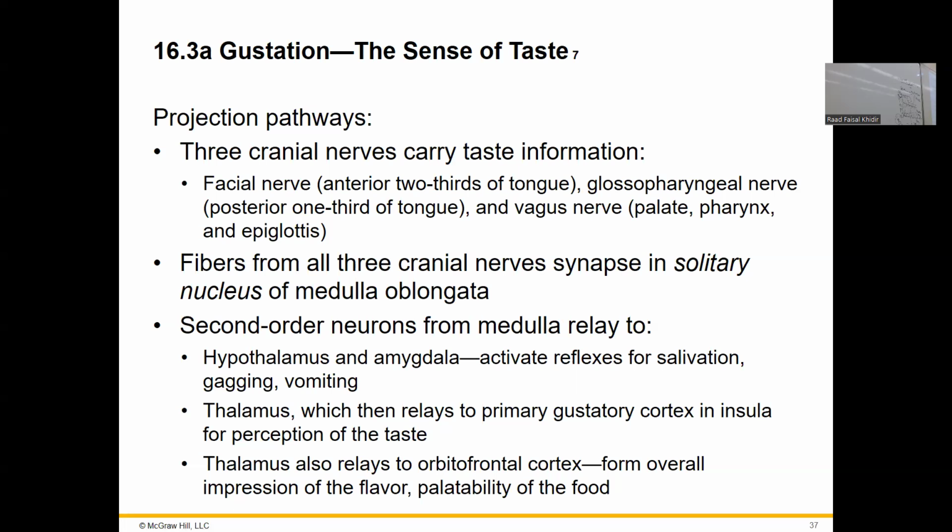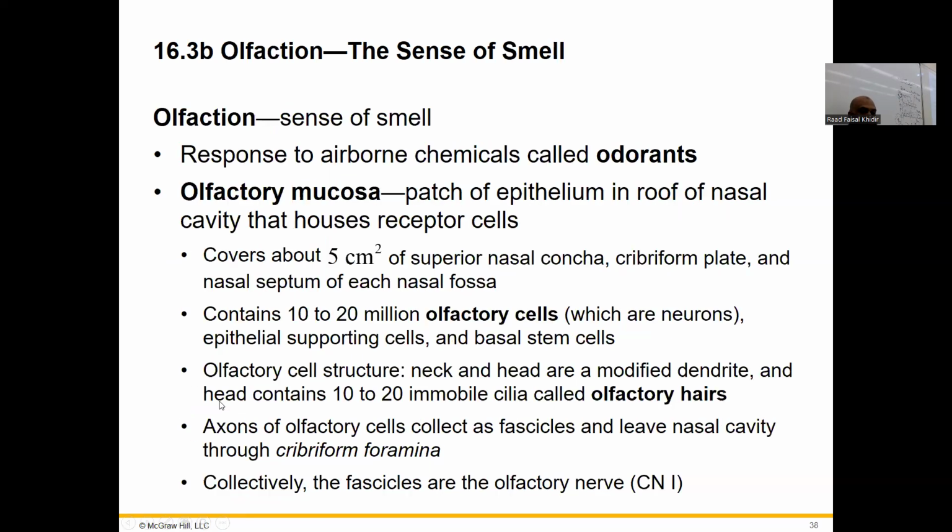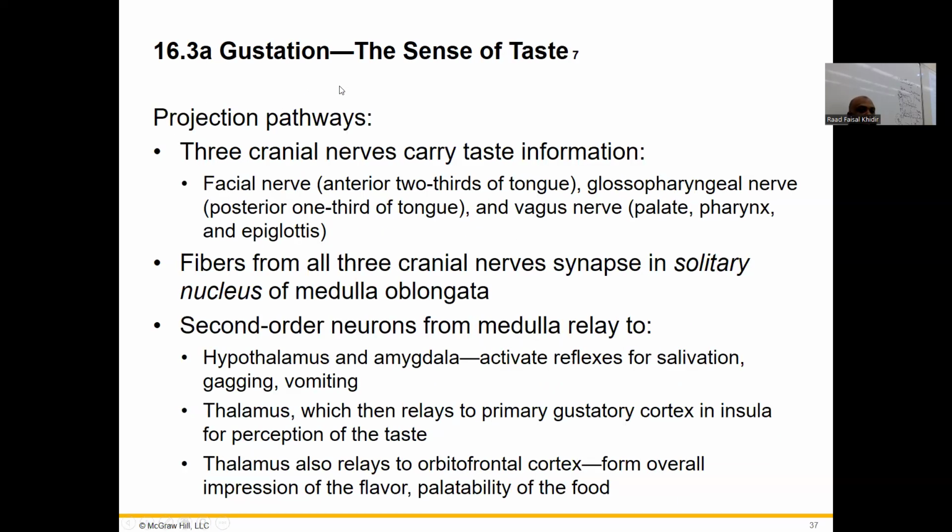So at the roof of our brain, we have the gustatory cortex, the computer cortex that is responsible for food detection. And lastly, there's the third pathway, which is the thalamus relaying the signal to the orbitofrontal cortex. And these are different terminations based on what we are trying to taste. So you're going to go from the solitary nucleus of the medulla into one of those three pathways. Okay, so that was taste.